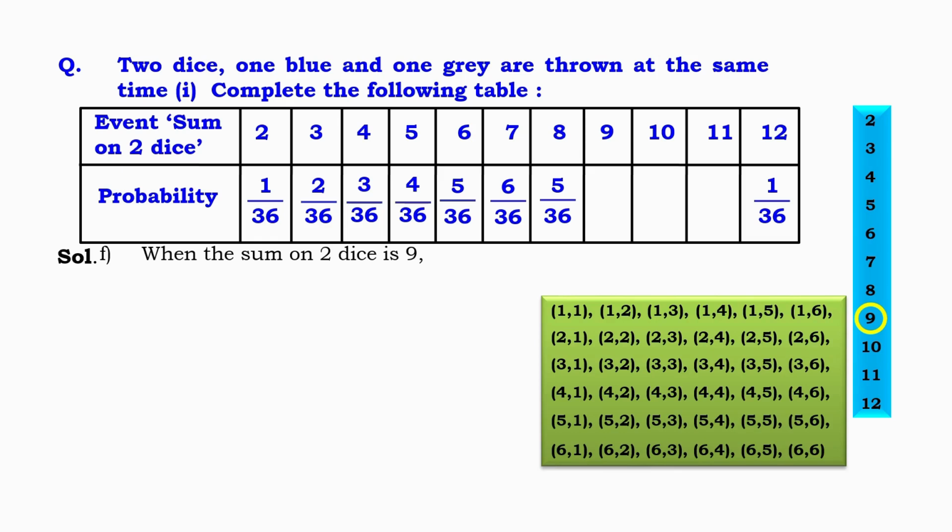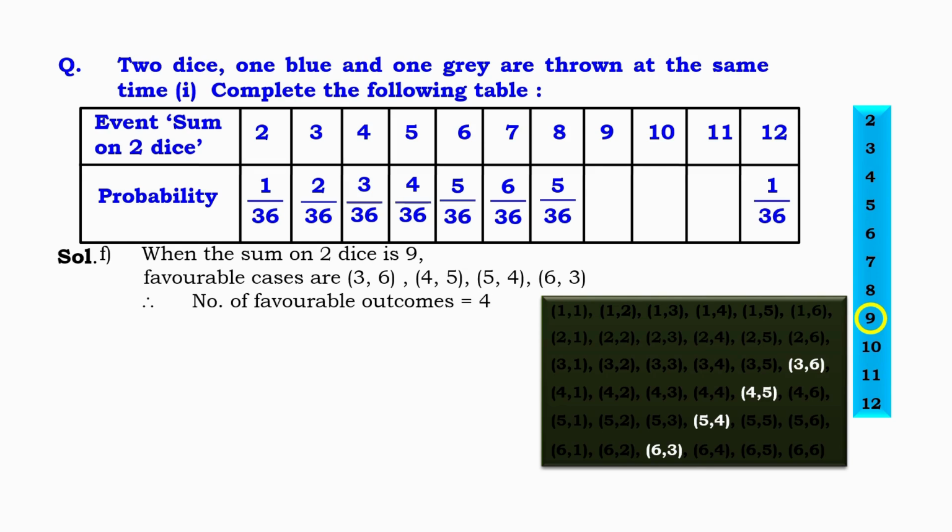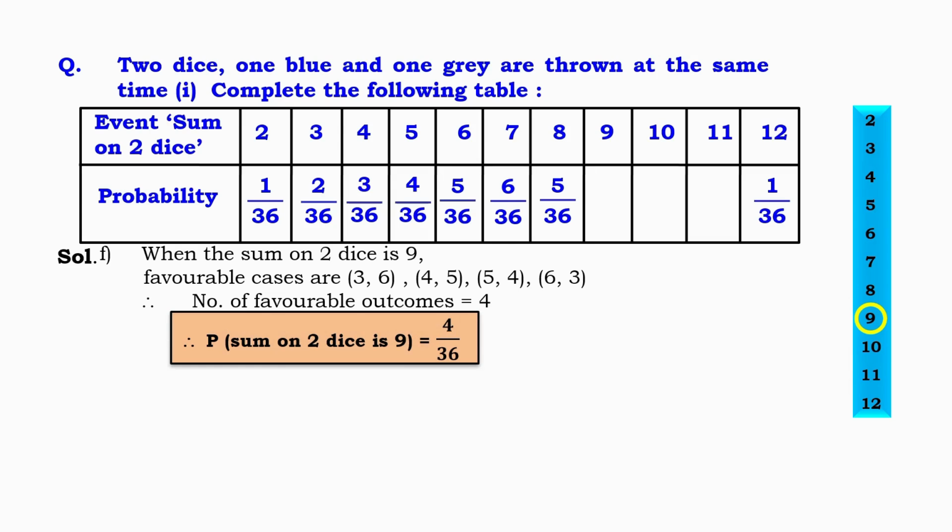Okay, now let us take a look whenever we will get the sum as 9. So what are the favorable cases over here? So 3 6, 4 5, 5 4 and 6 3. So that means the number of favorable outcomes equal to 4 over here. So probability of sum on 2 dice is 9 equal to 4 by 36.